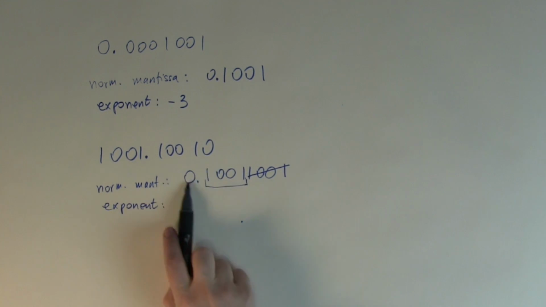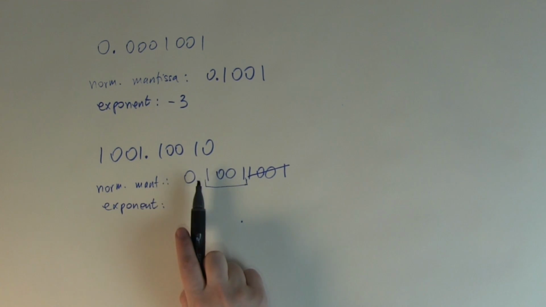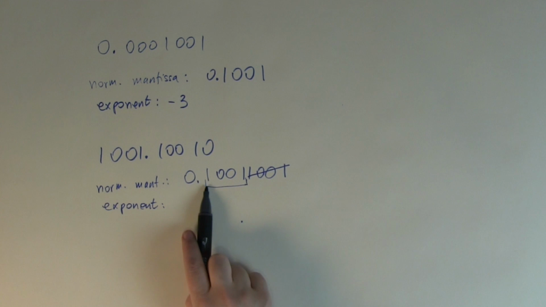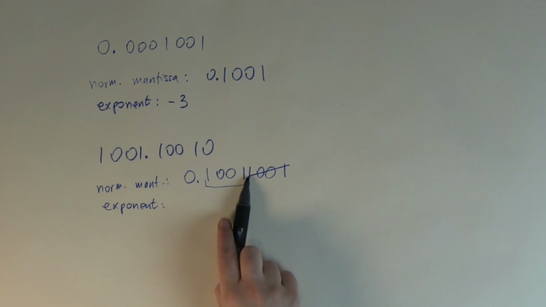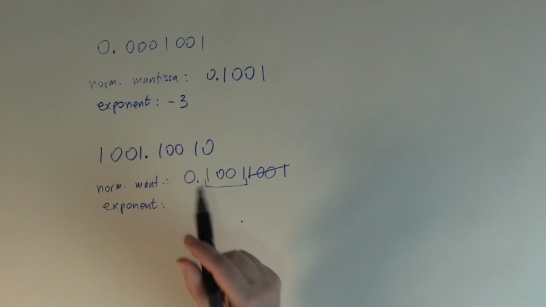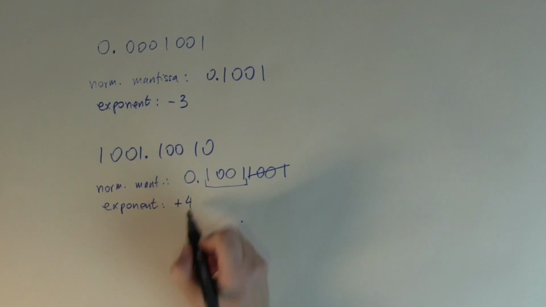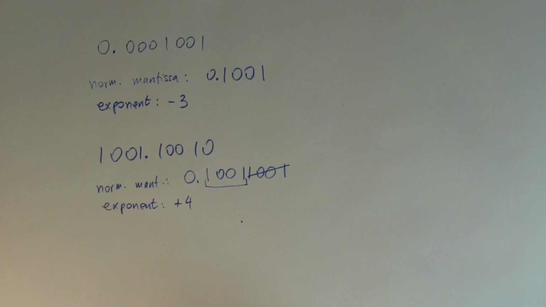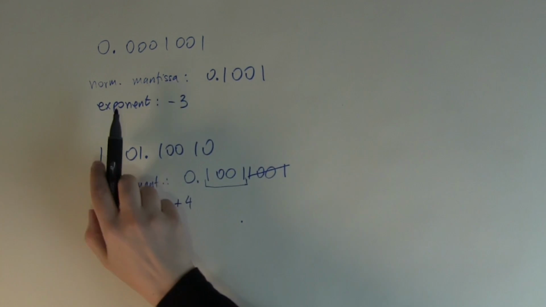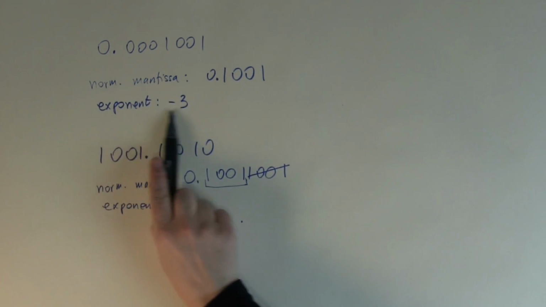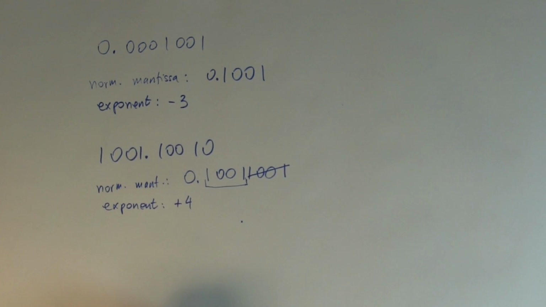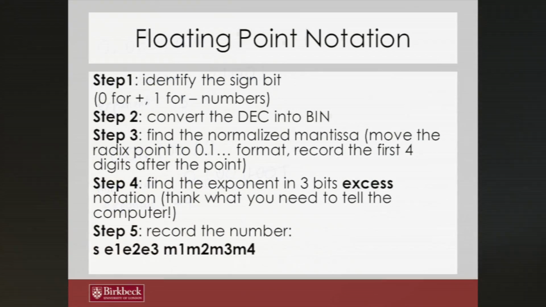So this is what the computer is given. What do we need to tell the computer to come back to the original number? Well, the computer has to move the radix point 1, 2, 3, 4 places to get back to the original one. So the exponent in this case would be +4. Now, I hope that this clears out how to do the normalization and the important part of the exponent. But let's have a look at now some of the floating point notation examples.